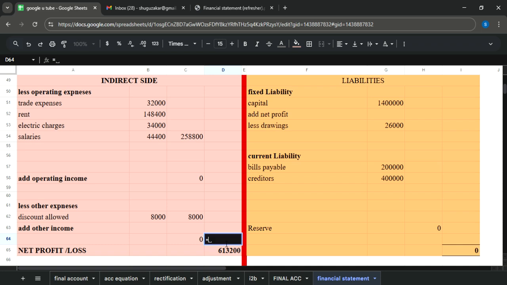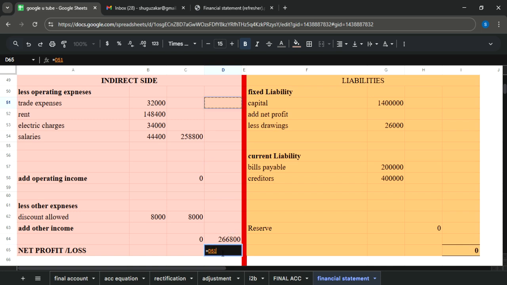So finally what you will do, this is your other expense. Then you were supposed to add other income and operating income, no operating income, and then you have your other expenses. So finally we have got 266,800. These are other expenses and operating expenses, 258,000. So here you will calculate your final answer.